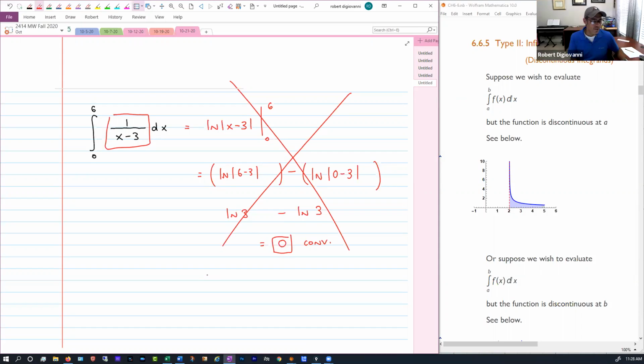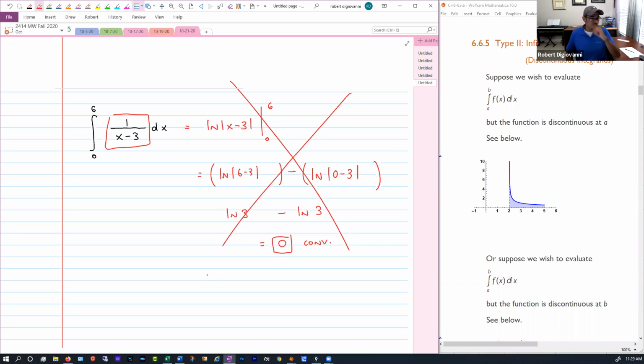Where are you integrating from? The interval goes from where to where? 0 to 6. Do we have any problems between 0 and 6 with that function? At the number 3, we have a problem. It doesn't have to be an endpoint. It can be any point in the interval.